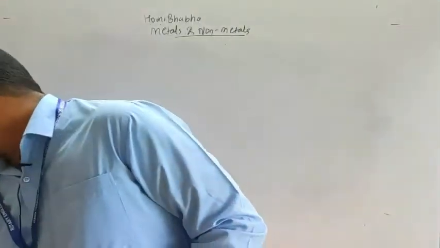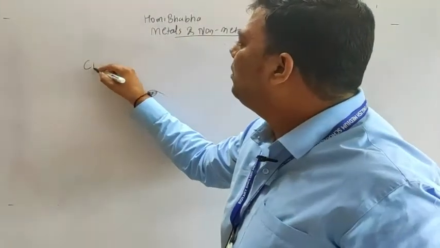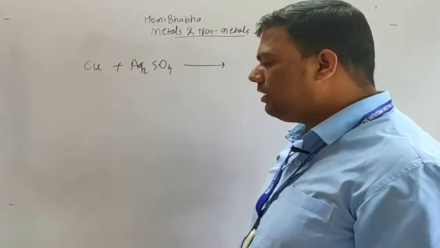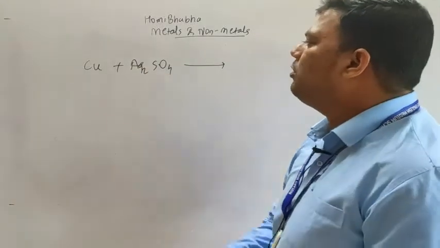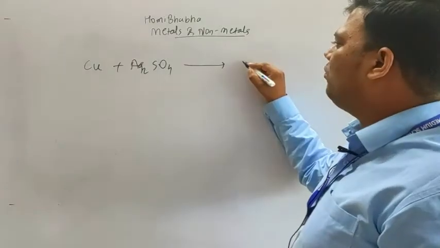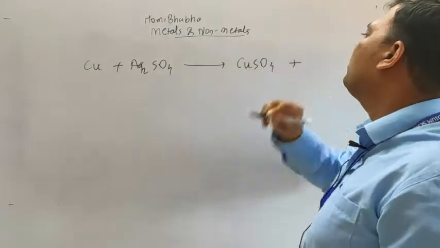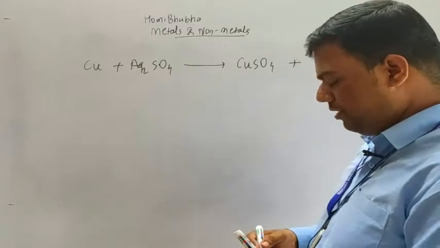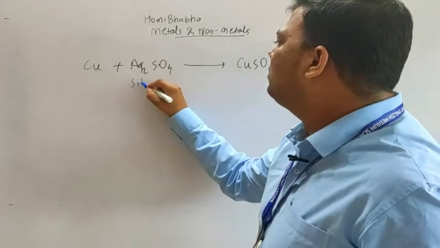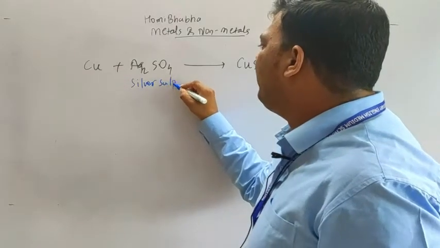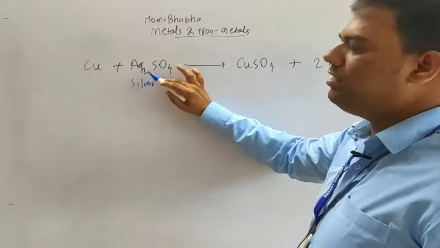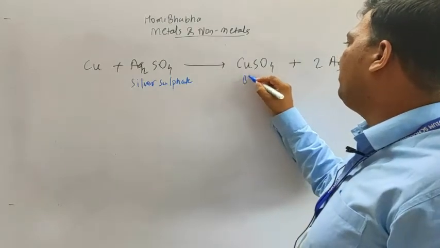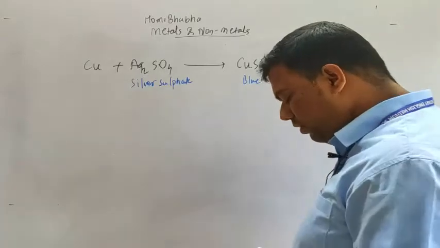Suppose copper plus Ag2SO4. Here it can displace, because copper is more reactive, so the silver is displaced. What will you get? Yes, CuSO4, and then Ag. But balance the reaction. Ag2SO4 is silver sulfate; according to our crossover valency, there are two silver ions and one sulfate ion. The CuSO4 you get is blue in color. So our reaction is balanced, 2Ag.